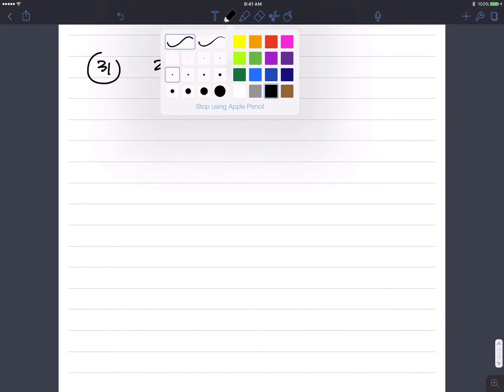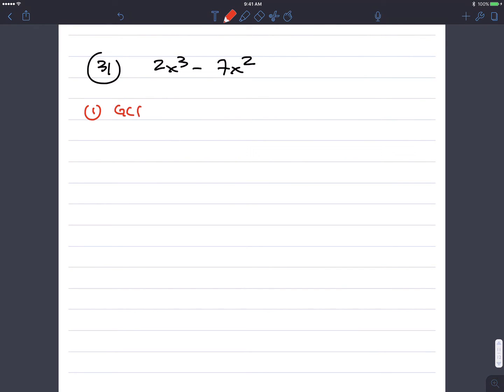All right, let's take a look at number 31. 31 is 2x cubed minus 7x squared. We're kind of in the same situation again. I need the GCF of 2x cubed and 7x squared. So focus on the numbers separate. 2 and 7, what's your greatest common factor? 1. Good. Now x cubed and x squared. X to the smallest power, x squared. GCF is x squared.